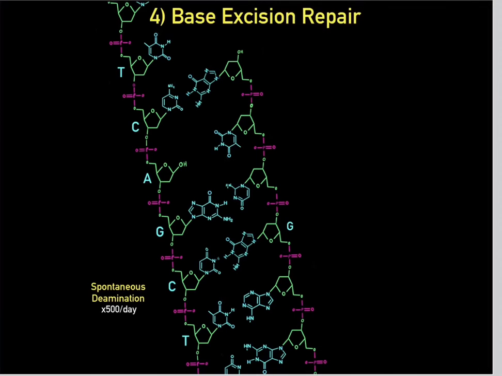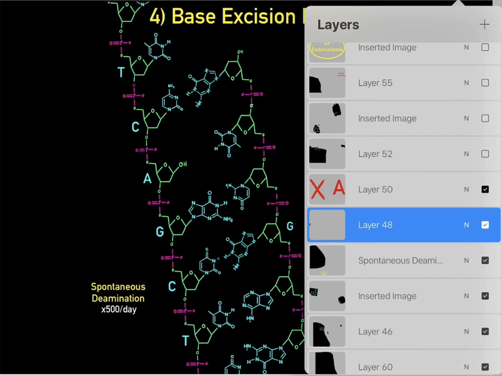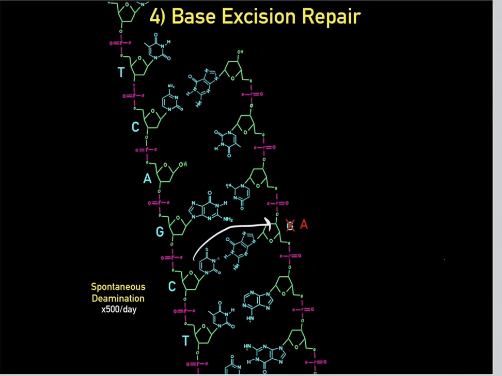And this is bad because now that we've chemically modified this cytosine nucleobase, it's going to mismatch incorrectly, because we know usually cytosine matches with guanine. However, when we go through that spontaneous deamination event, now it's going to match with adenine. So that's going to induce mutations.